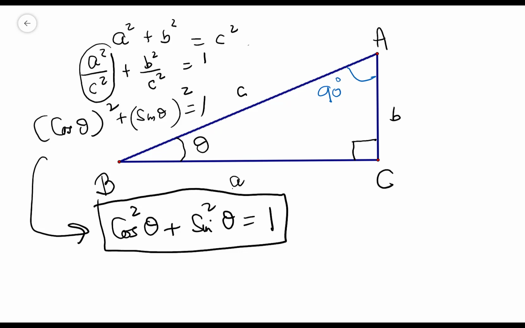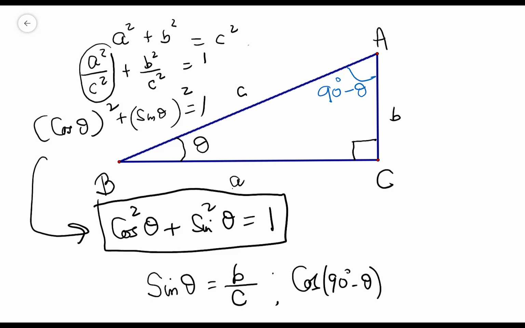This angle is 90 degrees minus theta, right? So notice this. Sine of theta is b over c. Now, if I write cosine of 90 degrees minus theta, then that is also b over c because b is adjacent to 90 degrees minus theta. So that is also b over c. And at the same time, you can see cosine of theta is a over c.